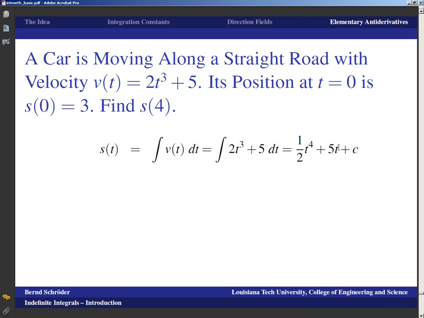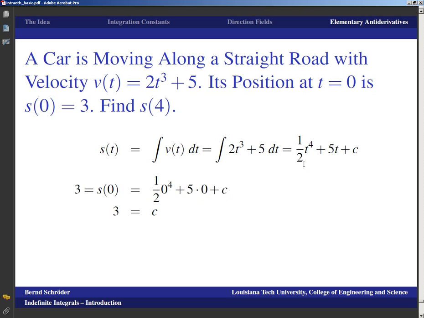0 plus 1 is 1, so you get t to the 1, and the 1 over 1 just is 1, so we don't have to write that down. And we have to, of course, also have the plus c here, so that was simple intentionally, because this problem discloses more about what the integration constant does, because now we know that 3 is the position at time t equals 0, and that has to be equal to whatever we're getting here, and what we're getting here is 1/2 times 0 to the fourth plus 5 times 0 plus c, which gives us that c is equal to 3.